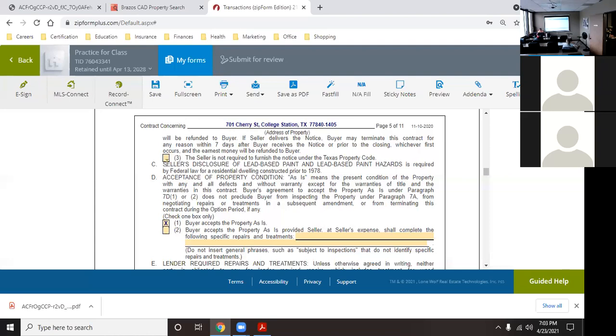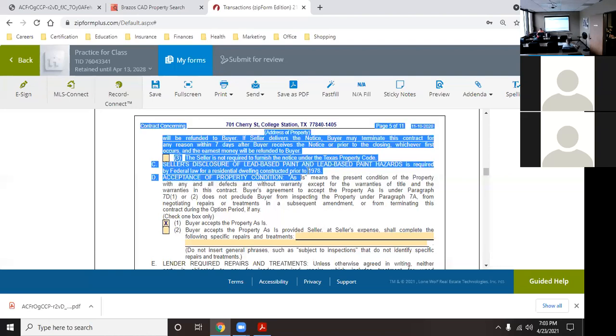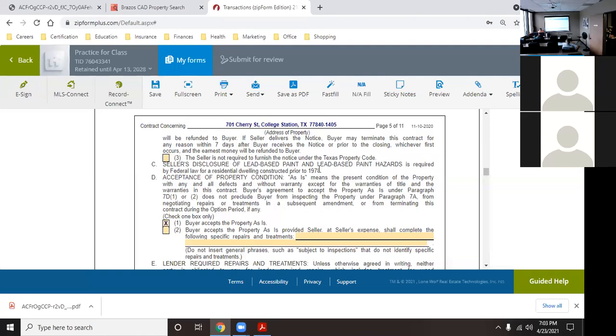The seller's disclosure of lead-based paint and lead-based paint hazards. If a dwelling has been constructed prior to 1978, it requires a lead-based paint addendum and notice. You will be asked about that on the test. I cannot talk about that enough. Prior to 1978, they will ask that question. Everybody knows that they ask that question. They will ask that question on your test.